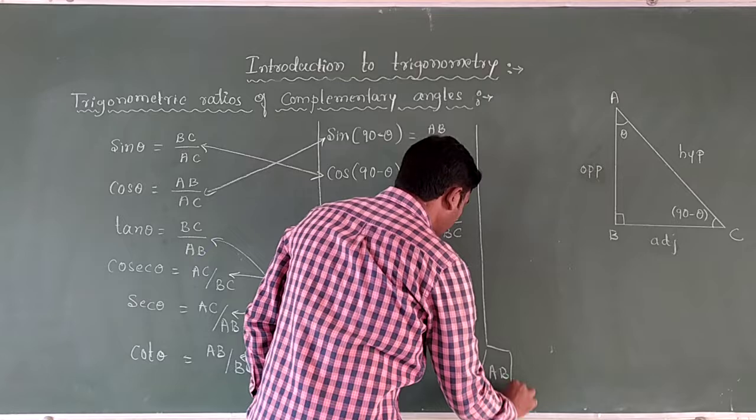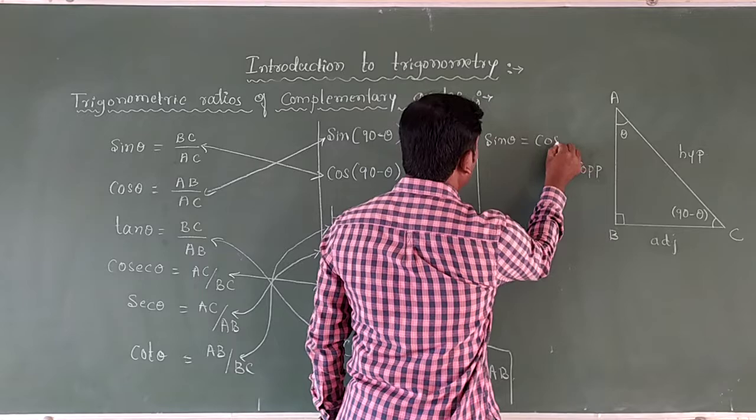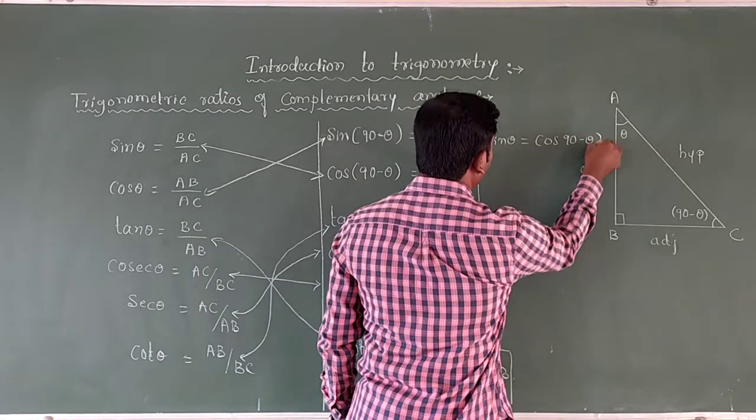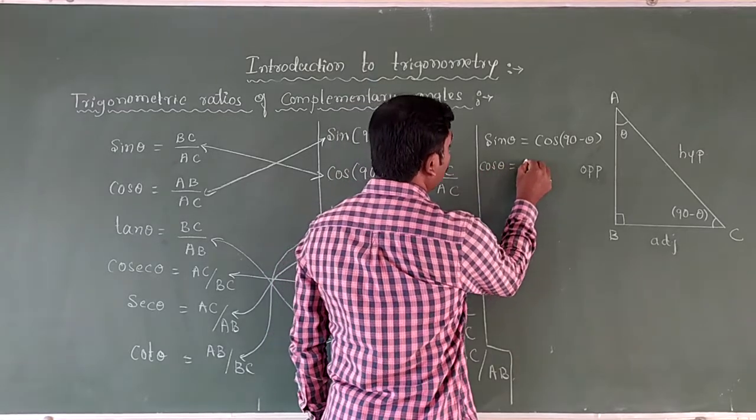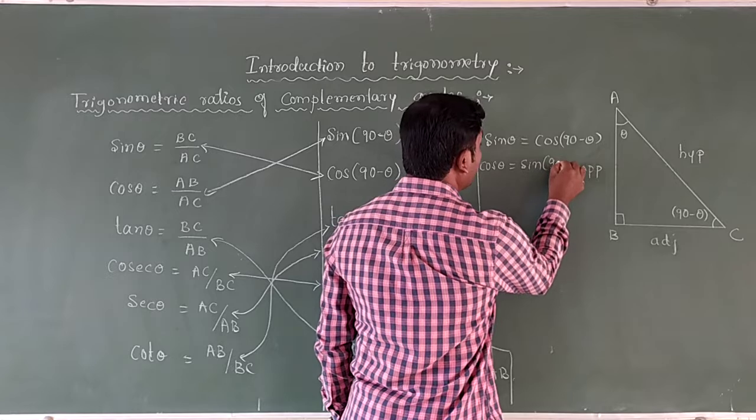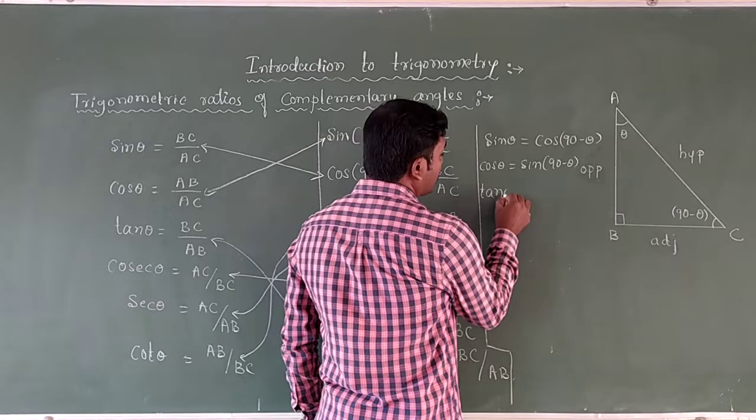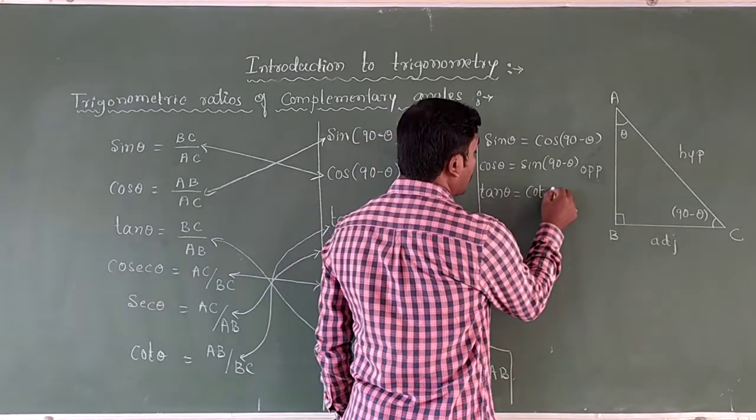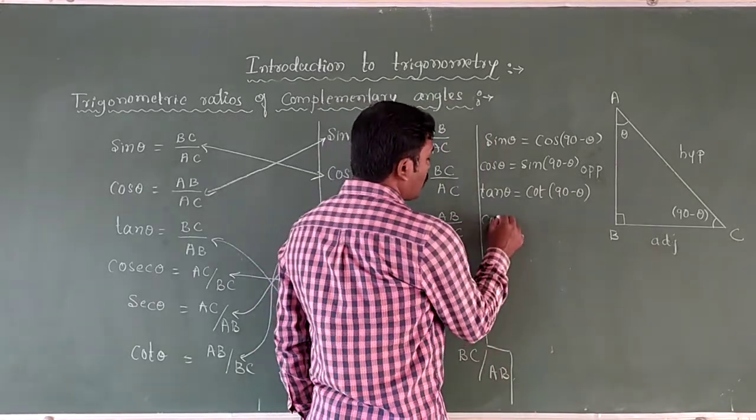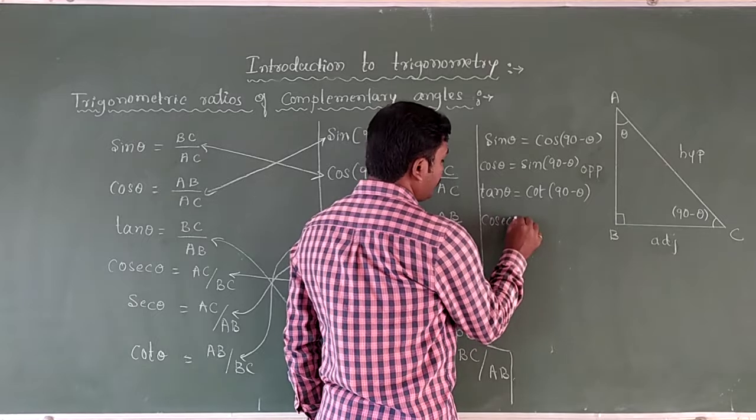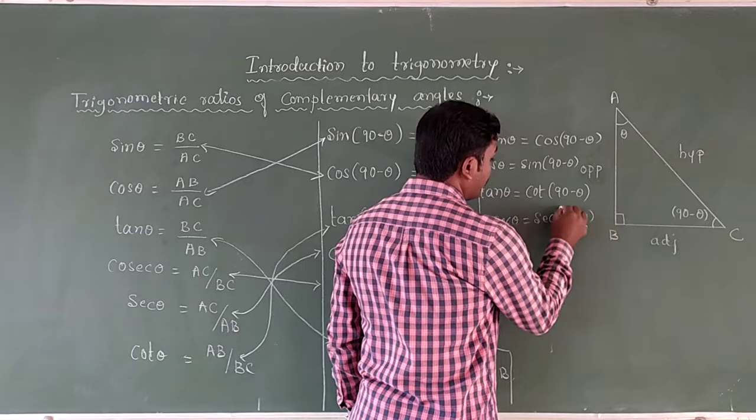trigonometric ratios of complementary angles as, that is, sin theta is always equals to cos 90 minus theta. Cos theta is always equals to sin 90 minus theta. And tan theta is always equals to cot 90 minus theta. Cosec theta is always equals to sec 90 minus theta.